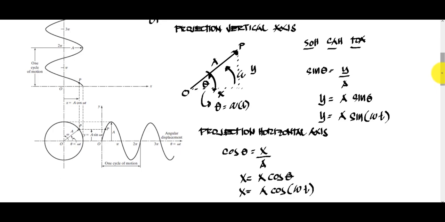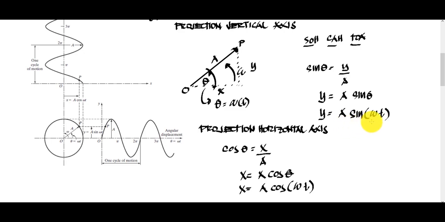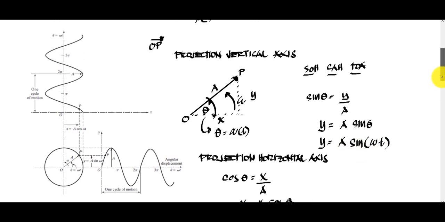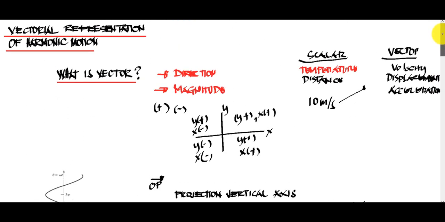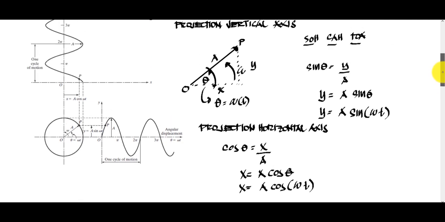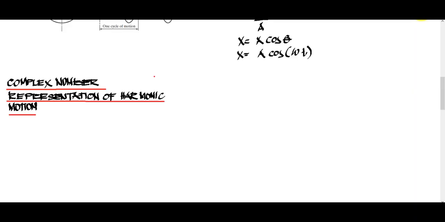So this is the representation of a harmonic motion by means of vectors. So we have here the magnitude and the direction of the vector OP at a magnitude of A. You will notice here, class, the vectorial representation will require the vertical component and the horizontal component to define the representation of the harmonic motion in terms of vectors. Complex number representation of harmonic motion.